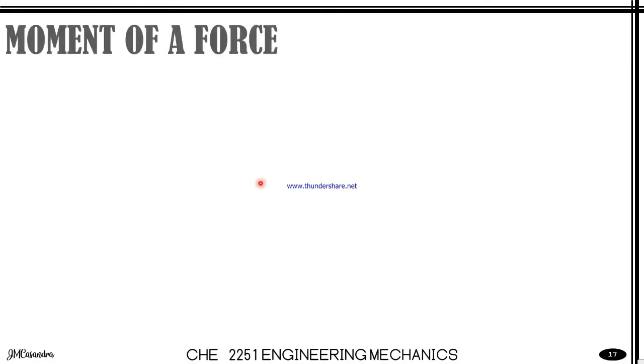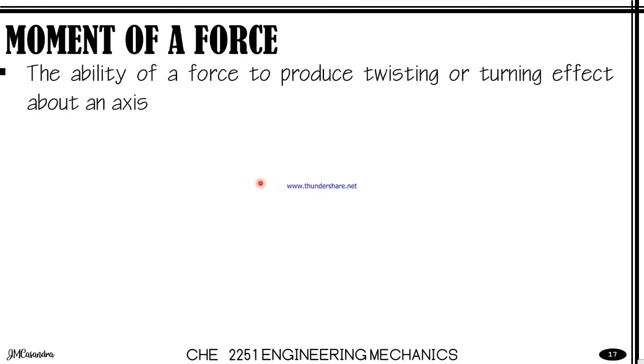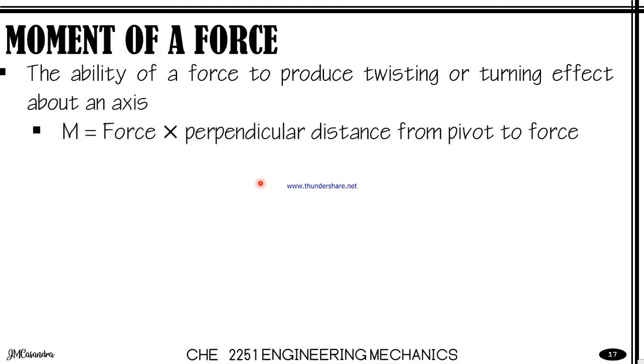Next we have the moment of a force, which is defined as the ability of a force to produce a twisting or turning effect about an axis. Basically, it is defined as the product of the force applied and its perpendicular distance from the pivot point, or what we call your fulcrum.